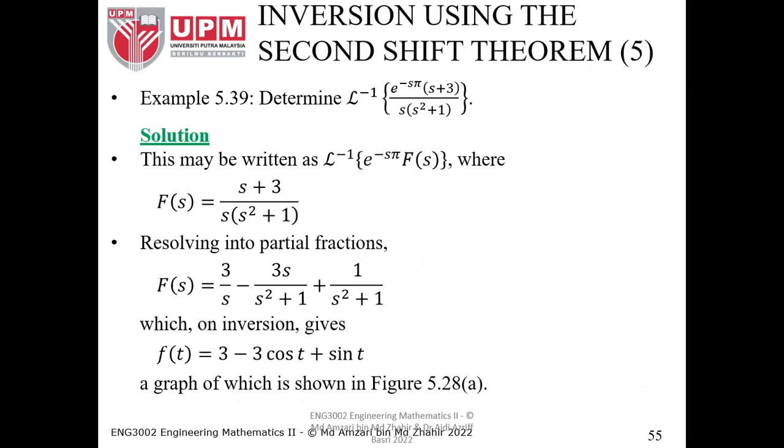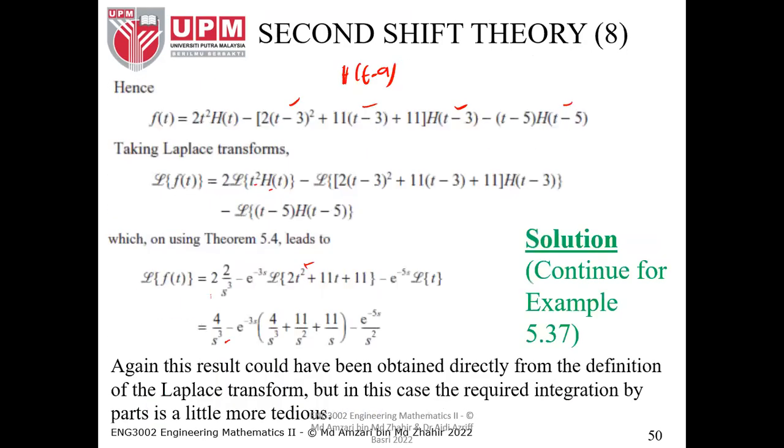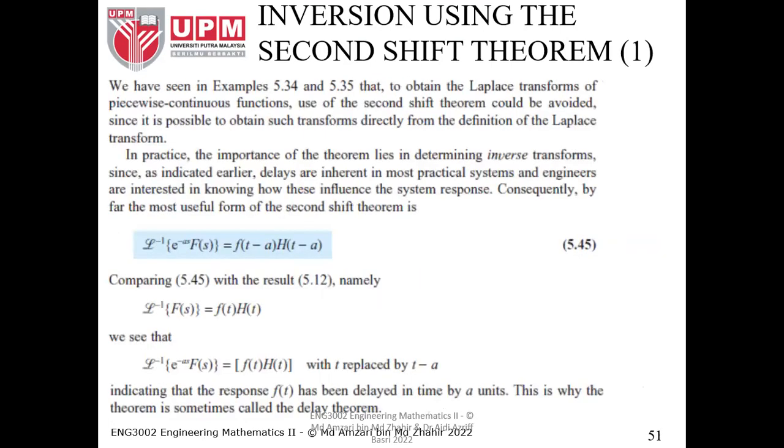Okay, we go for the last one: inversion using the second shift. Previously we have learned about using the second shift. This is the theorem of the second shift, which is the Laplace inverse of exponent negative as F(s) is equal to the original function of t, which is f(t minus a) h(t minus a).